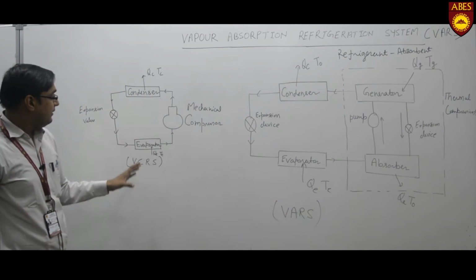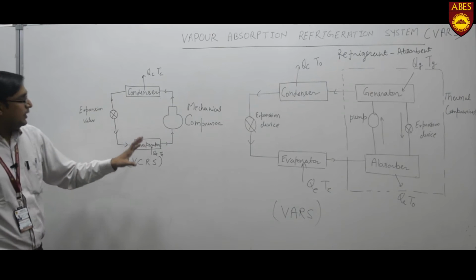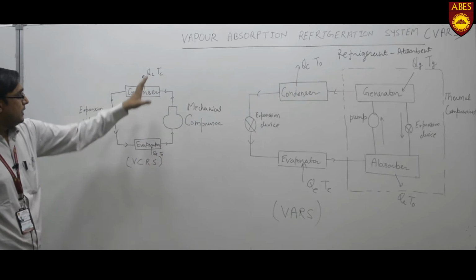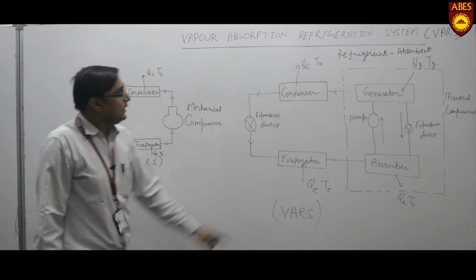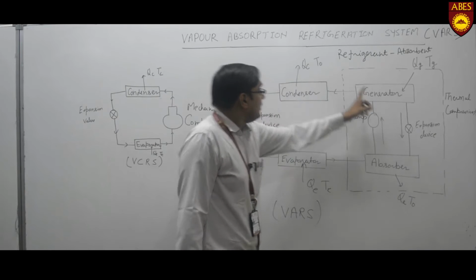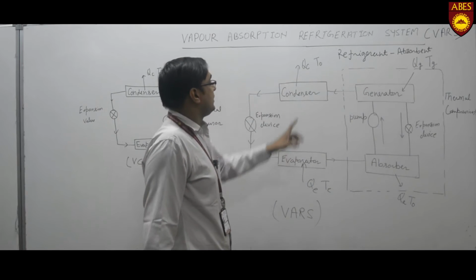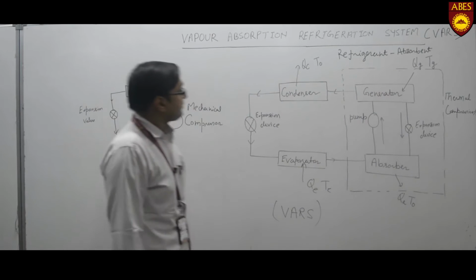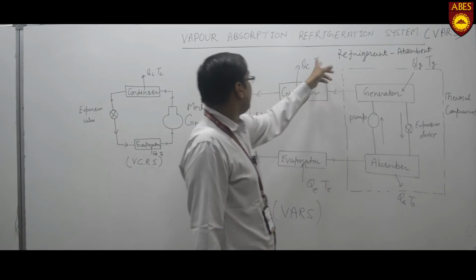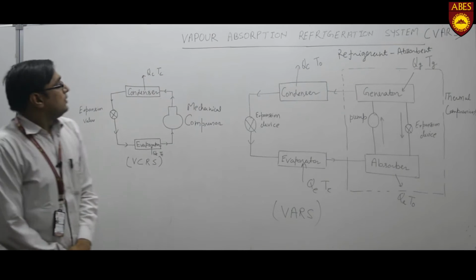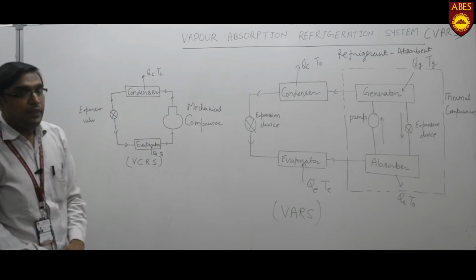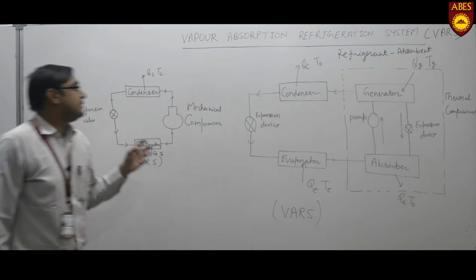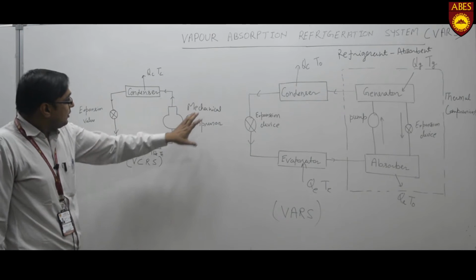So if we see the VCRS cycle, there are basically two temperatures: one is evaporator temperature and another is condenser temperature. But in case of VARS system, there are three temperatures: condenser temperature, evaporator temperature and generator temperature. Absorber temperature is the same as condenser temperature.